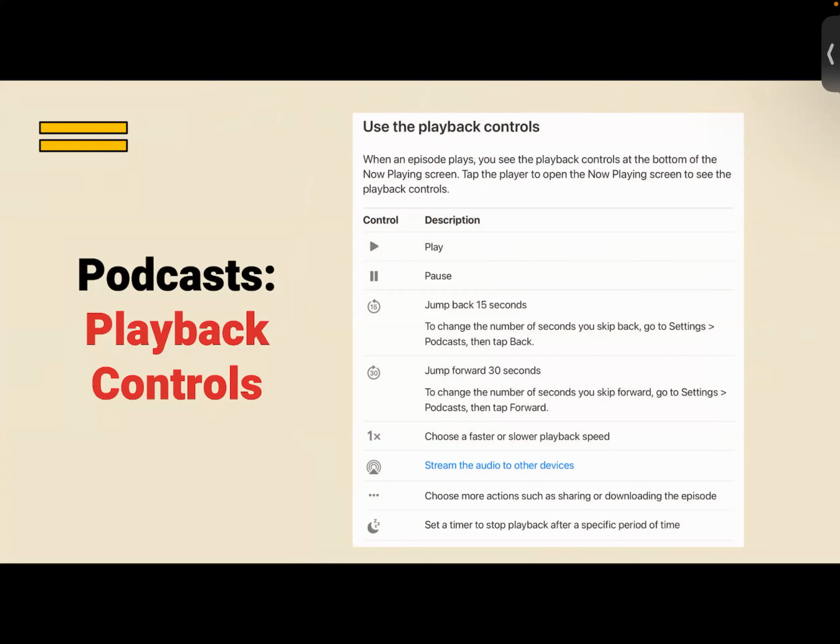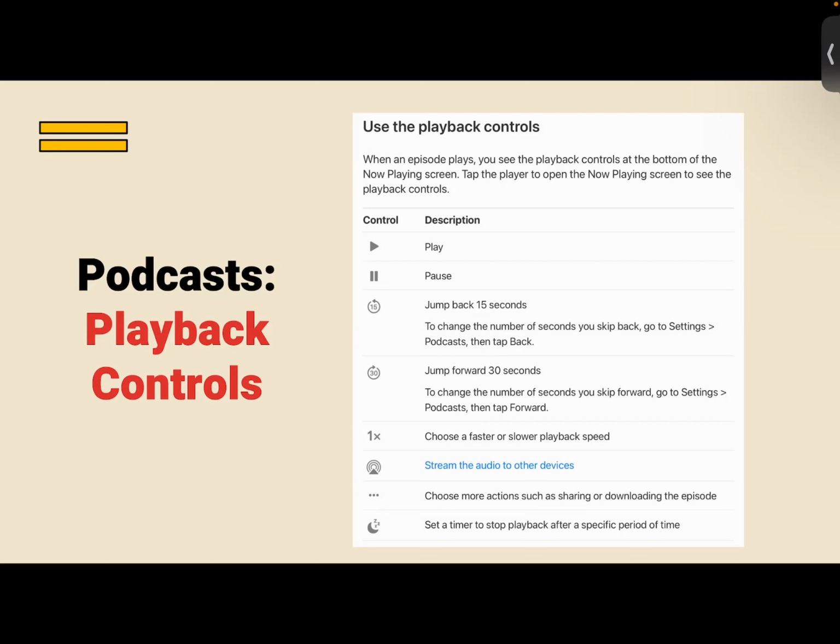If you see the one on the left with the time, it says 15, that's how you can jump back a few seconds if you miss something. And then the forward arrow with the 30, that's how you can jump forward. And of course, if you want to change the number of seconds you skip back, you can go to settings, podcasts, and then change that.